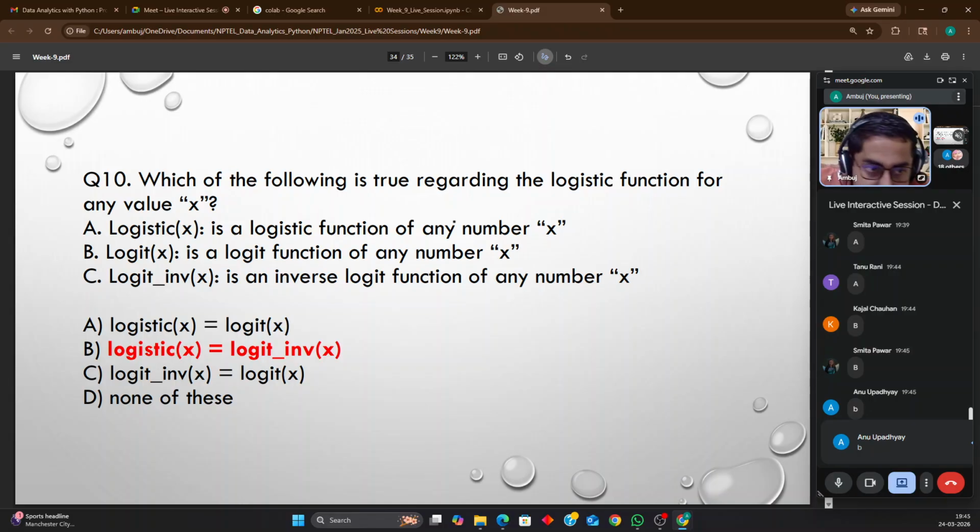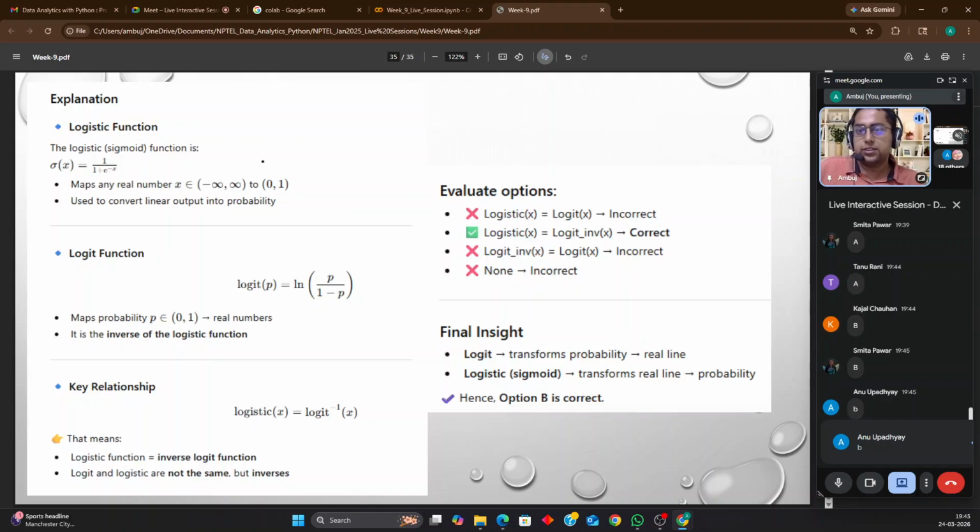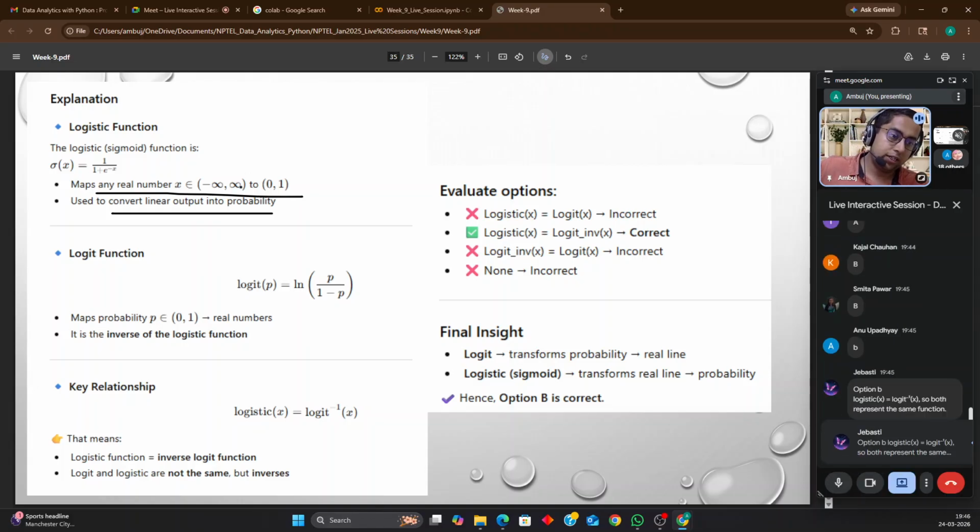Yes, the answer to this particular question would be B only. Why so? The logistic function is also known as the sigmoid function, that is 1 upon 1 plus e to the power minus x. It maps any real number from minus infinity to plus infinity to 0 to 1. It is used to convert linear output into probability. Probability of any event is confined between 0 and 1. So yes, this is correct.